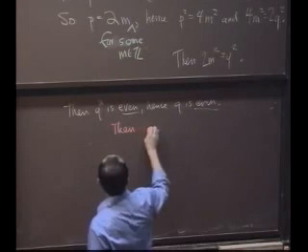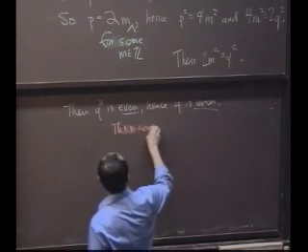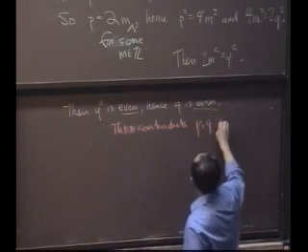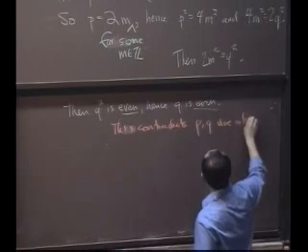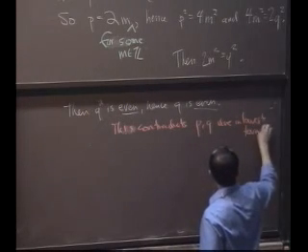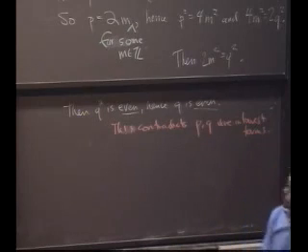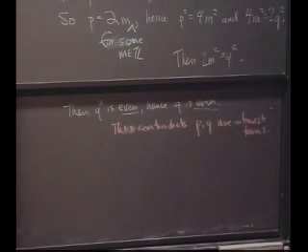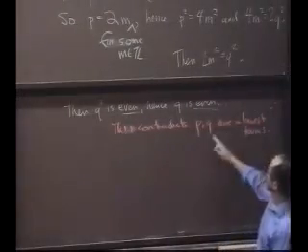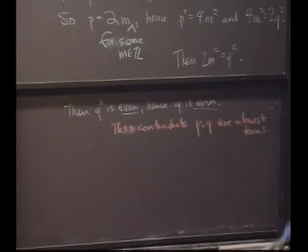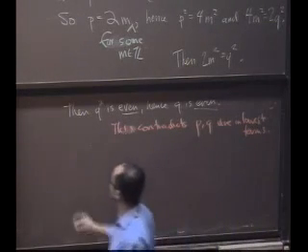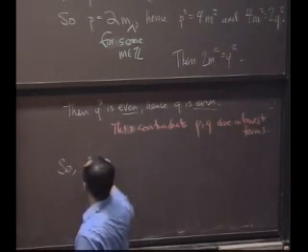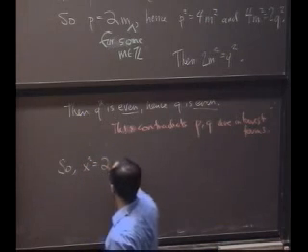Then this contradicts the fact that P and Q are in lowest terms. Okay, so what does this mean? This means that the assumption that x squared equals 2 had a solution yielded a logical impossibility, a contradiction. Therefore, what? So, x squared equals 2 must have no solution in Q.